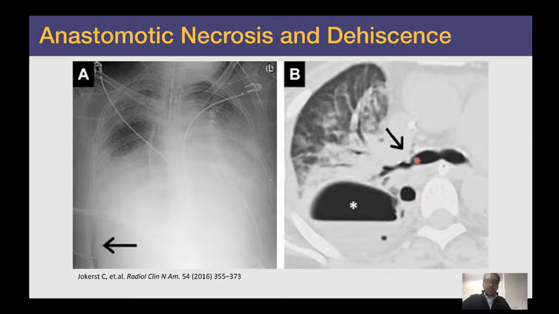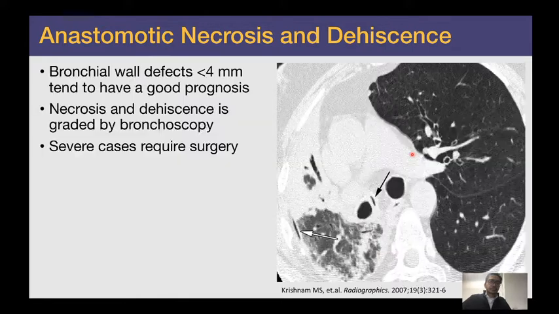And if you look closely at the bronchus, you can see that there's air extending, a linear area of air extending directly from the bronchial anastomosis here. And here's another example of one. Okay, bronchial wall defects, what you should do is measure them, like where they come off at the ostium. A bronchial wall defect of less than 4 millimeters tends to have a good prognosis.